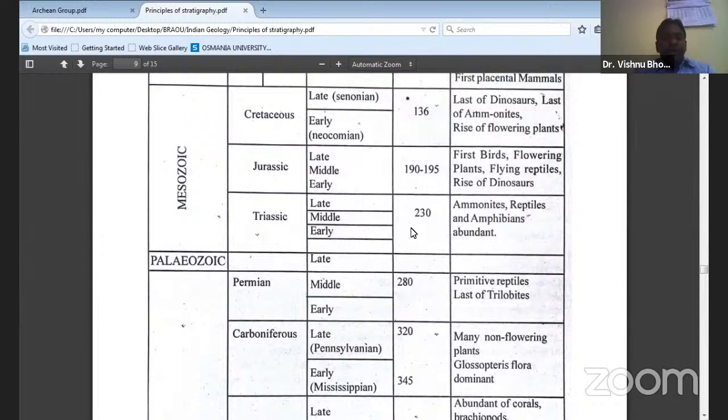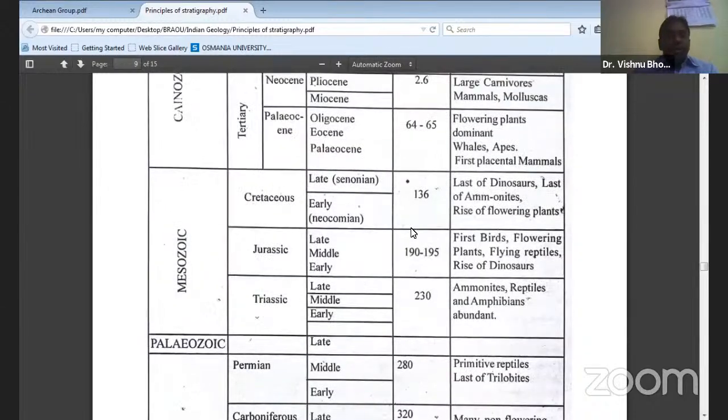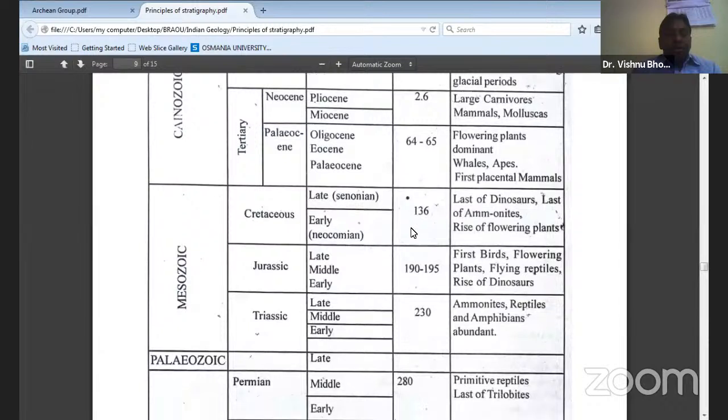And next is the Triassic. When you come into the Triassic, again it is divided into the first one, late. The age is 230 million years. Here the lives of ammonites, reptiles, and amphibians, and an abundance of amphibians were recorded. And this actually belongs to the Mesozoic.